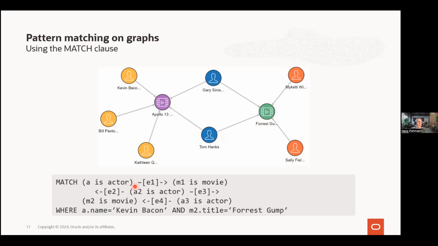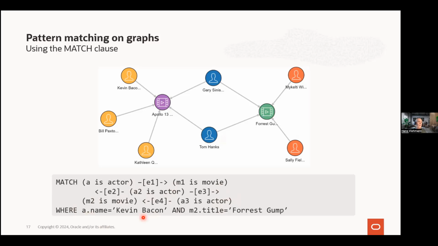We have a vertex of type actor connected through an edge to a movie, connected through an edge in the opposite direction to an actor, and then again from the actor to a movie, and then again to an actor. So I have a long chain of vertices and edges with additional predicates. I can have as many as I want.